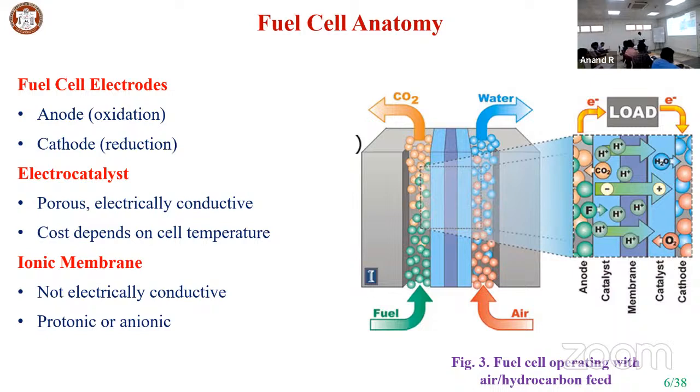So the cost depends on the cell temperature. What type of catalyst you are going to use depends on the operating temperature of the fuel cell. We go for high temperature, 600 to 800 degrees, the solid oxide fuel cell. Then the catalyst we use over the membrane, the anode or the cathode has to be able to withstand the operating temperature of the fuel cell. There are different catalyst methods available to find out the operating regime of the catalyst. The best is the TGA, the thermogravimetric analysis.